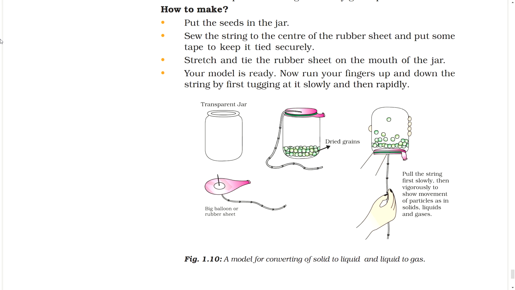Transparent jar, big balloon or rubber sheet. Dried grains. Pull the string first slowly, then vigorously to show movement of particles as in solids, liquids, and gases. A model of converting solid to liquid and liquid to gas.